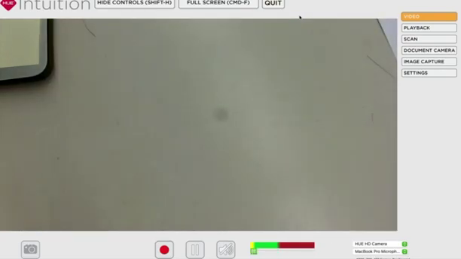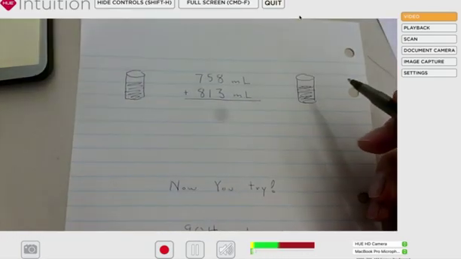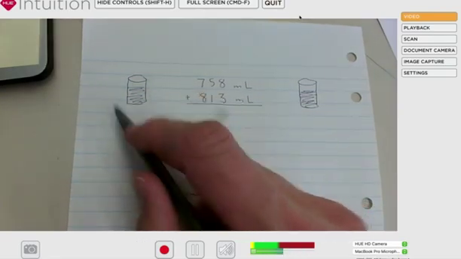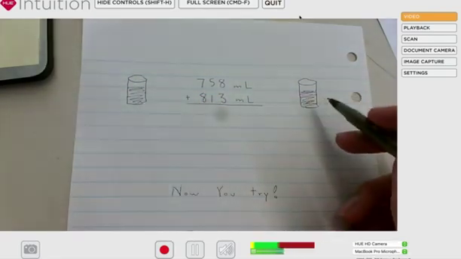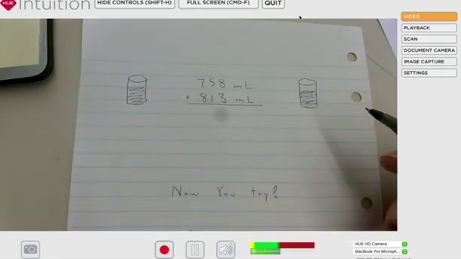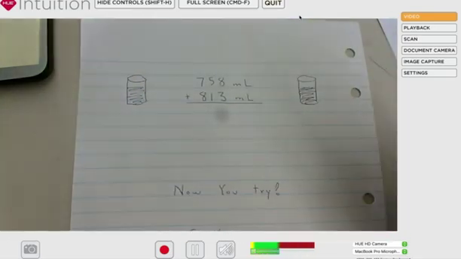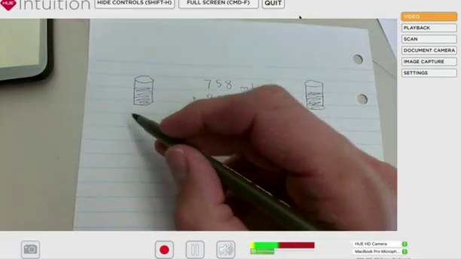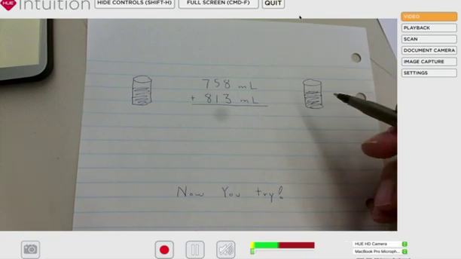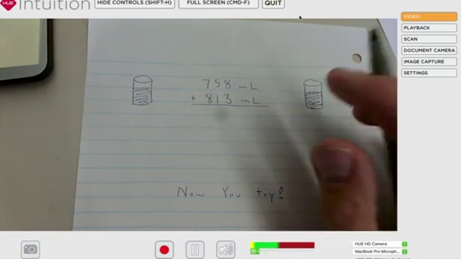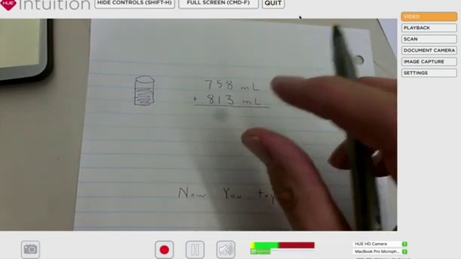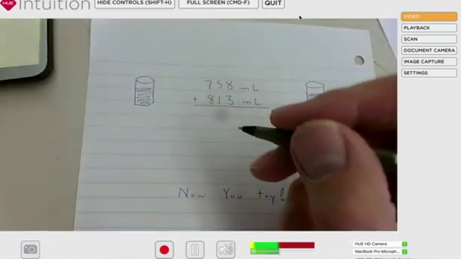Hey, welcome back. Now let's talk about liquids, how we would measure liquids. Let's just say we want to draw a little picture of a container over here and a little picture of a container over there. Let's say these are 1 liter containers. They're kind of filled up, not quite all the way. So 1,000 milliliters, which is not a lot of liquid, makes 1 liter.